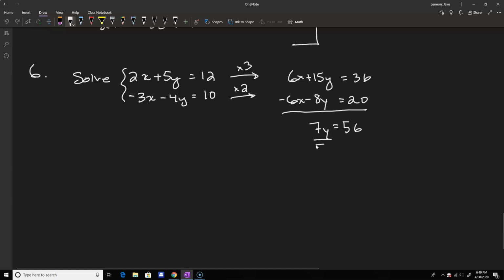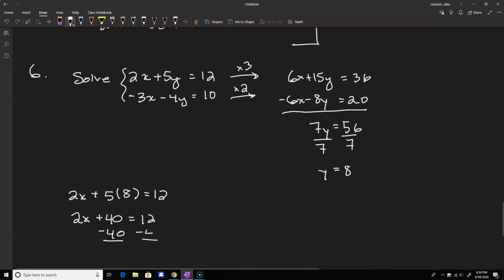Then you can solve for y by just dividing by 7. So we end up with our answer, y equals 8. Now we're not quite done because we have to solve for x as well. So you want to plug that into one of the original equations. Let's say the first one. So 2x plus 5 times the y value we just solved for, 8, should equal 12. So we end up with 2x plus 40 equals 12. So we can subtract 40 from both sides, and we end up with 2x equals negative 28.